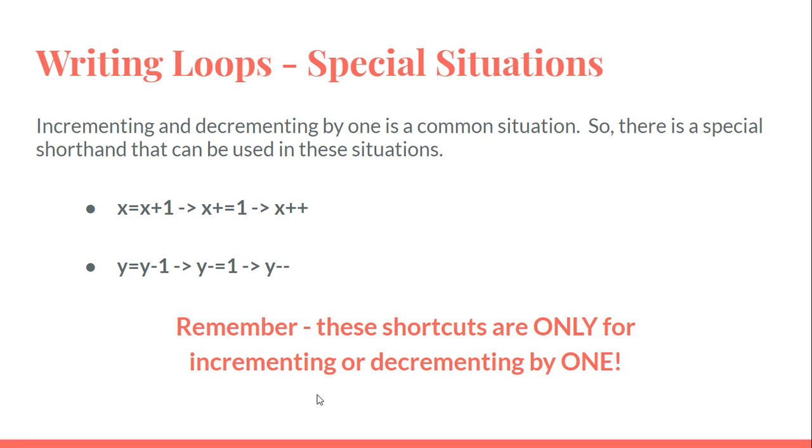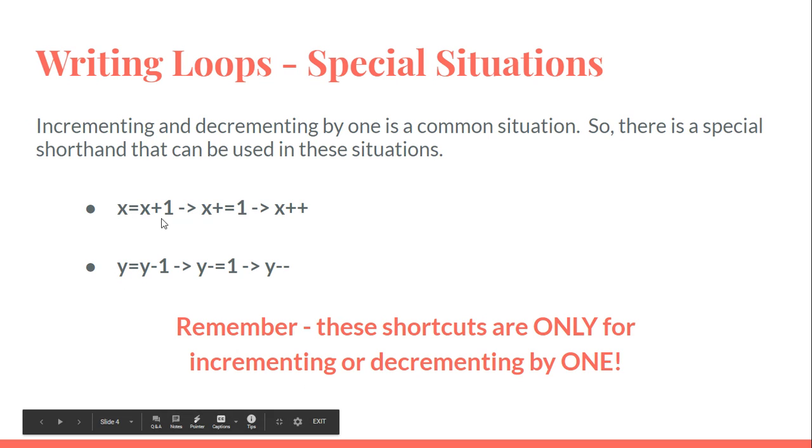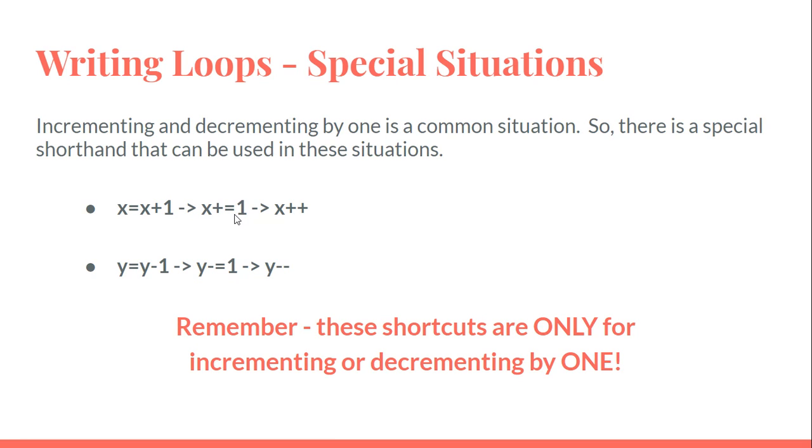Special situation, if we're incrementing or decrementing by 1, that's a very common situation. So when we write x equals x plus 1, which we already know we can write as x plus equals 1, that can also be written as x plus plus. If you ever heard of the programming language C++, the original programming language was C. C++ was the next iteration of C, or the next generation of C, so they named it C++.